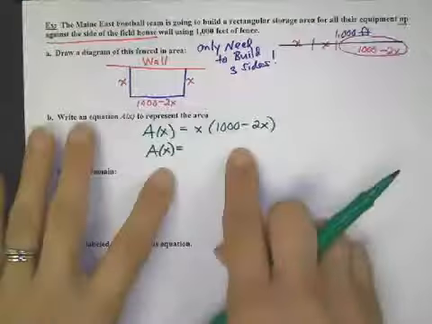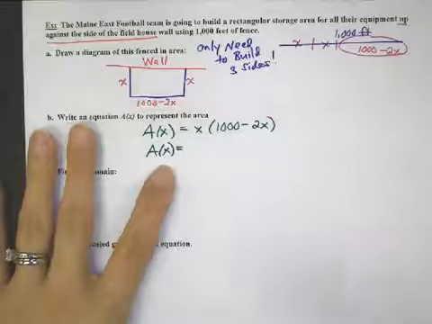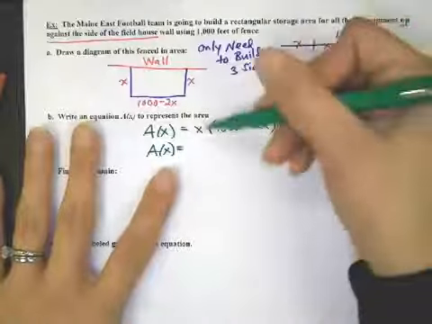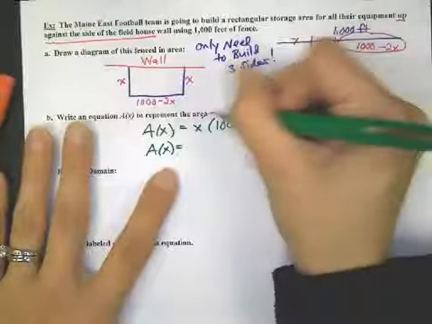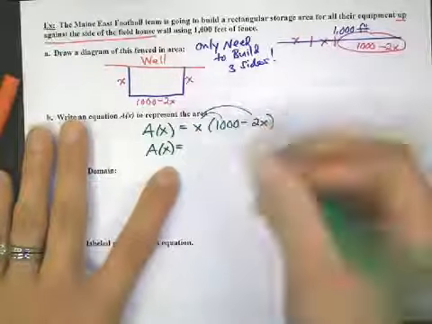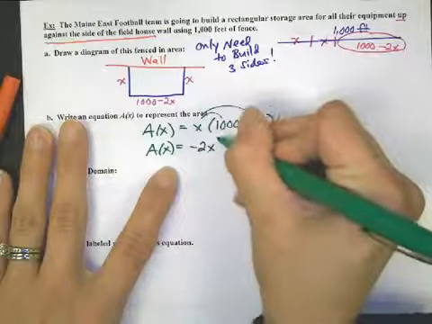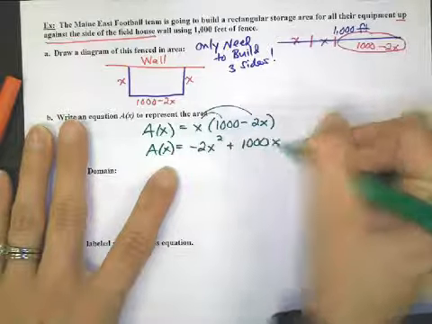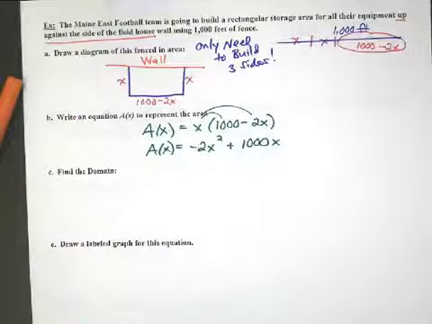Do we have to distribute this out? And the answer is yes. How are you going to use the H and K formulas if you don't have an A, B, or C? So not only are we going to distribute, we're going to put it in descending order. So it's going to be negative 2x squared plus 1,000x. And the C value is 0 again.